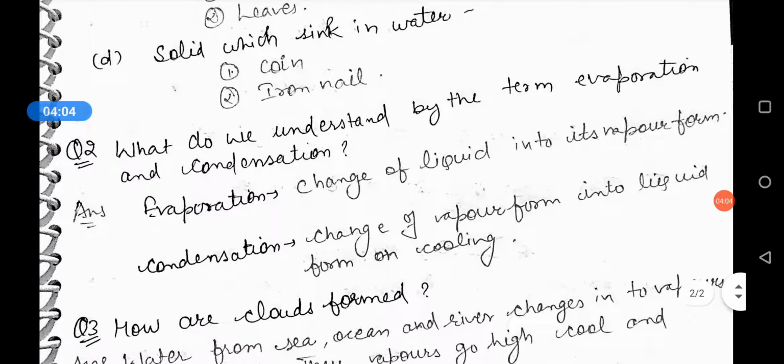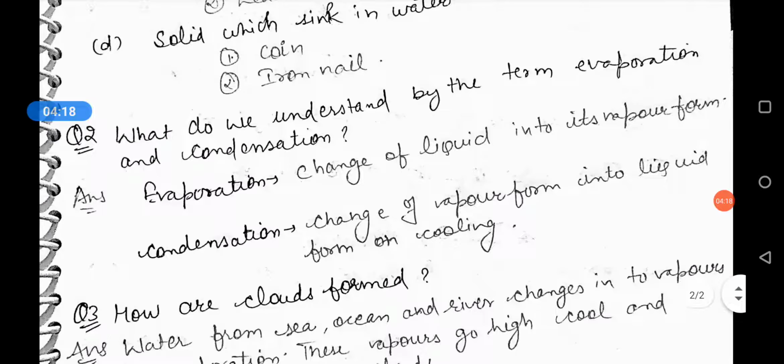Now move to question number 2, that is, what do we understand by the terms evaporation and condensation? First one is evaporation. The change of a liquid into its vapor form is called evaporation. And when this vapor form is converted into liquid, that is called condensation. So the answer is: change of liquid into vapor form is called evaporation, and change of vapor form into liquid form on cooling is called condensation.